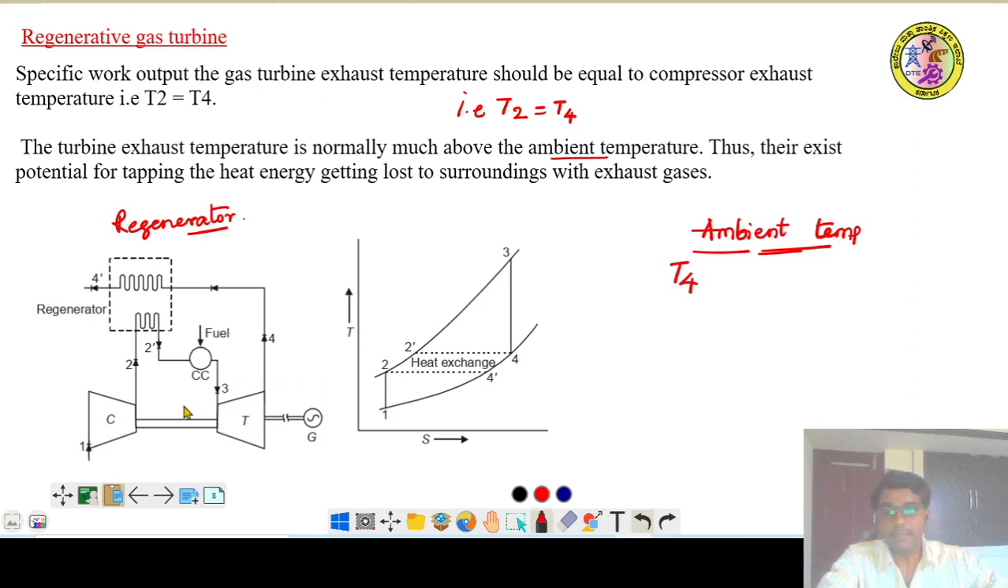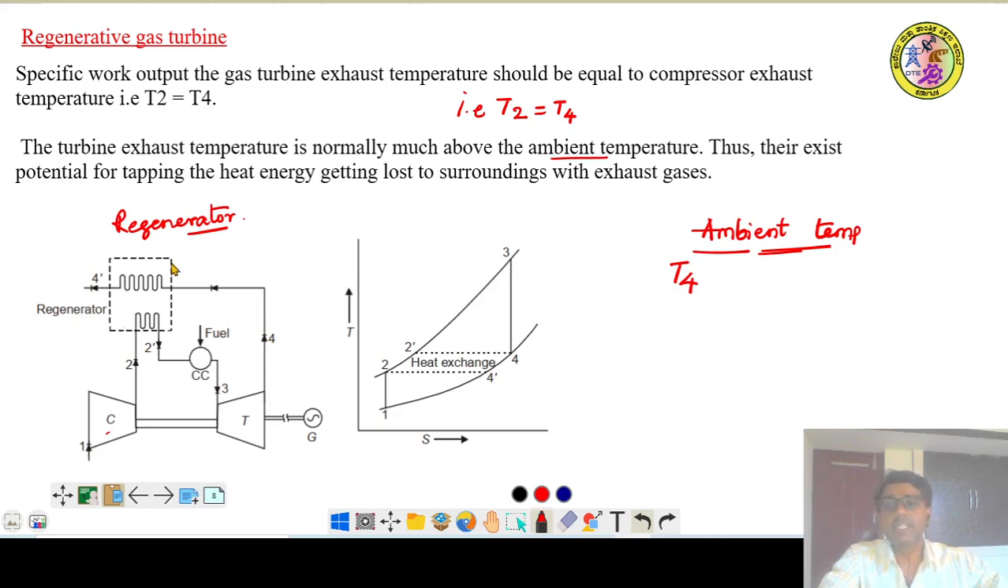You can observe here, this is a compressor, this is a turbine. The turbine is running the compressor. From 1 to 2 is compression process, from 2 to 3 is a combustion process, from 3 to 4 is an expansion process. After the expansion process, at point 4 we are going to release the exhaust gases into the atmosphere. The temperature of the exhaust gases is much above the atmospheric temperature, so that is going to be passed to the regenerator.